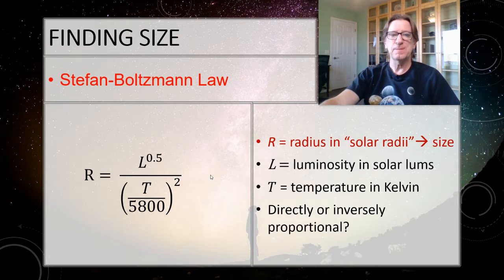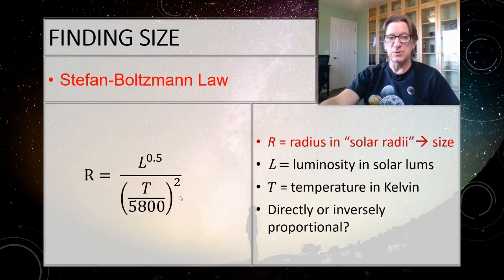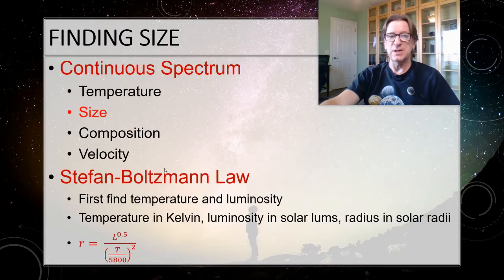All right, so we've talked about temperature in the last one. This tool this time is size. So this is what we're using to find out the size, and again, we get that from the continuous spectrum. With the Stefan-Boltzmann law, you have to first find the temperature and the luminosity. Find that temperature, find the luminosity, plug it in, and then you can get the radius in solar radii. That's if you need the numbers. Sometimes we can get by with just doing our thumbs up and thumbs down, and we're good to go. Okay, so that's it for this time.